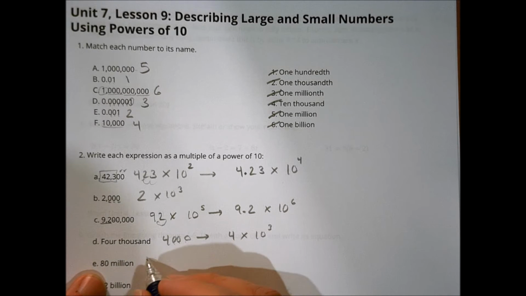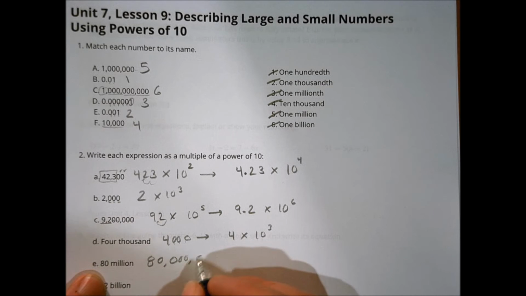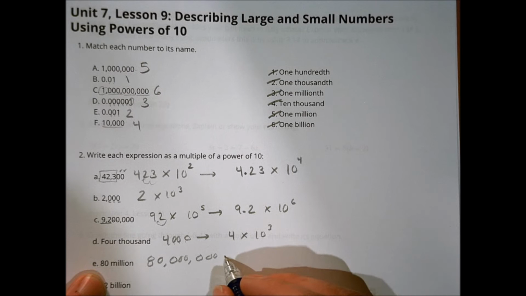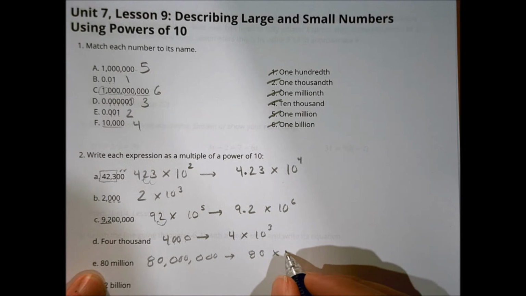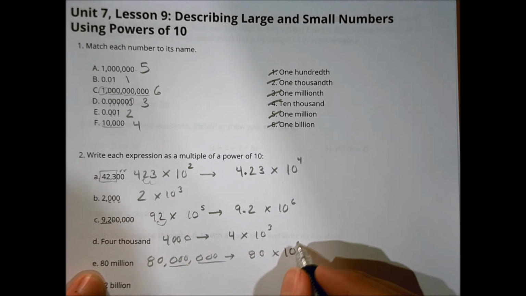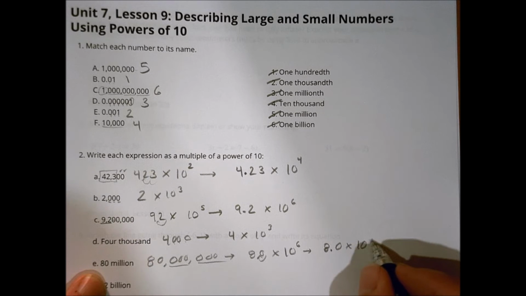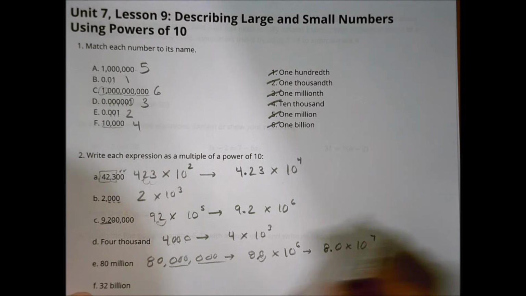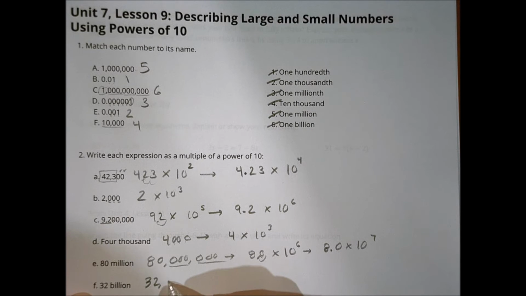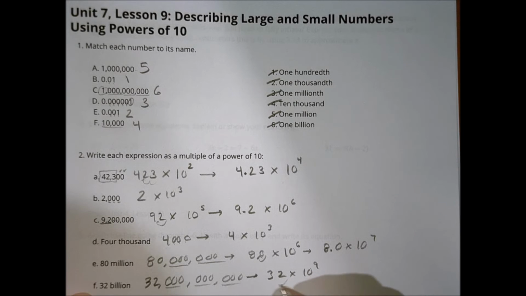80 million. 80, 1, 2, 3, 1, 2, 3. That's what it looks like. So that can become, if we wanted to, 80 times 10 to the 6, or if I move it over 1, I could do it as 8.0 times 10 to the 7th. That works fine too. And then 32 billion, again, if I write out long ways, it looks like this. Billion, million, thousand, and hundreds. A lot of numbers. And that becomes 32 times 10 to the 3, 6, 9th power. Or if I move the decimal over 1, that could also be 3.2 times 10 to the 10th power.